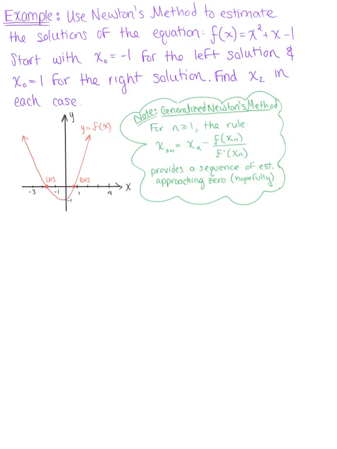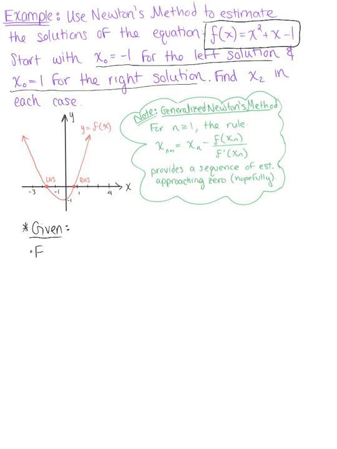Use Newton's method to estimate the solutions of the equation f of x is equal to x squared plus x minus 1. We want to start with x naught equals negative 1 for the left-hand side solution, and we want to start with x naught equal to 1 for the right-hand side solution. And we're asked here to find x sub 2 in each case.